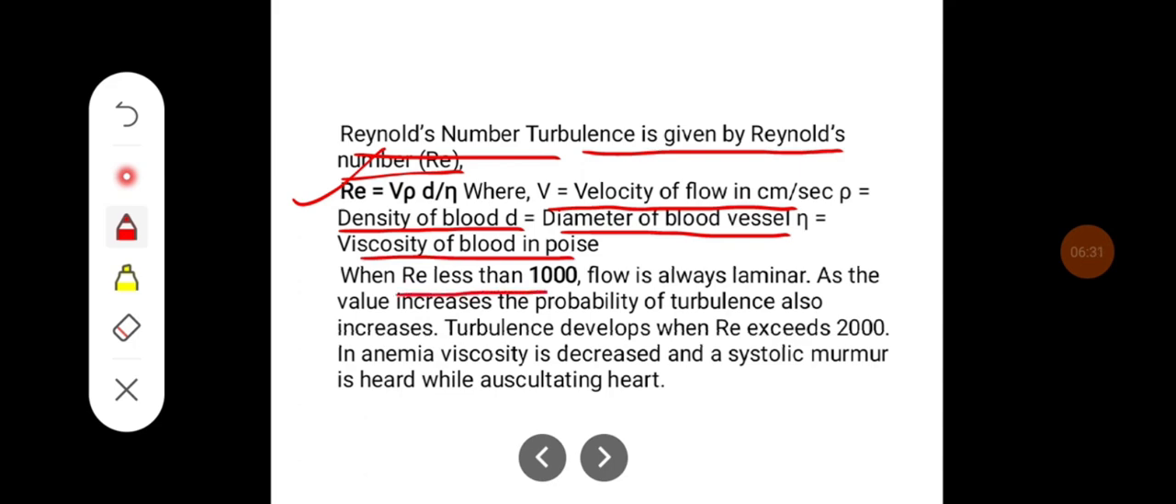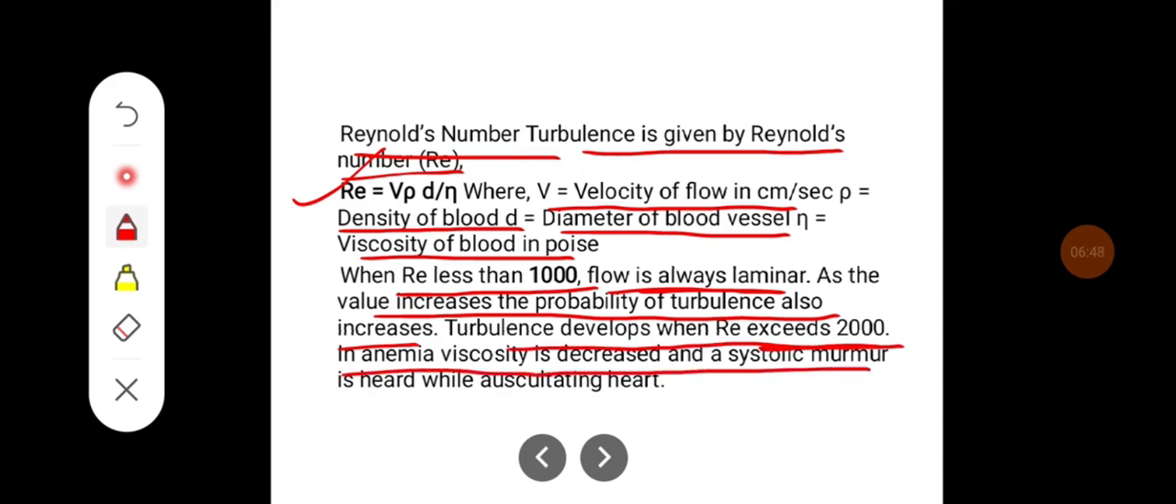When the Reynolds number is less than 1000, the flow is always laminar. As the value increases, the probability of turbulence also increases. The turbulence develops when the Reynolds number exceeds 2000. In anemia, viscosity is decreased and a systolic murmur is heard while auscultating the heart.